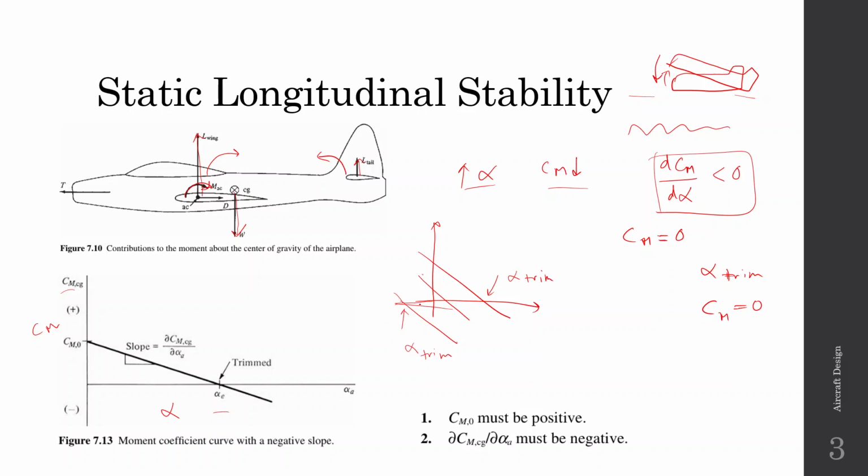Now you can see that in this graph, the alpha trim is on the negative side, whereas on this graph, the alpha trim is on the positive side. You can guess that when we have to fly an aircraft, most of the times we want the alpha to be positive, because when alpha is positive, it generates lift. So usually we want the alpha trim to be positive. Hence, we have two conditions. When alpha trim is positive, the Cm and alpha graph has a positive y-intercept.